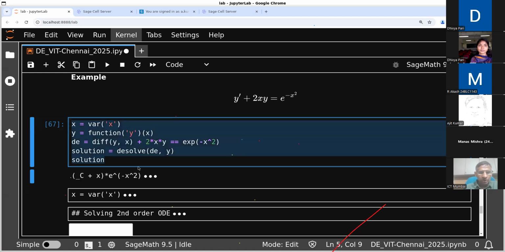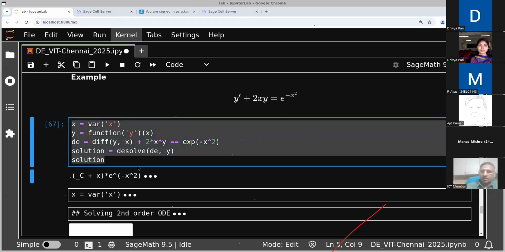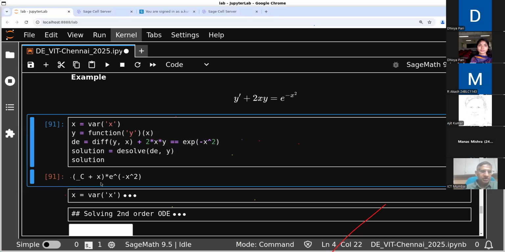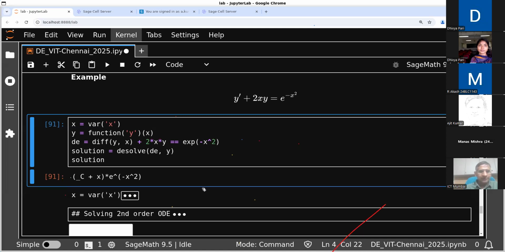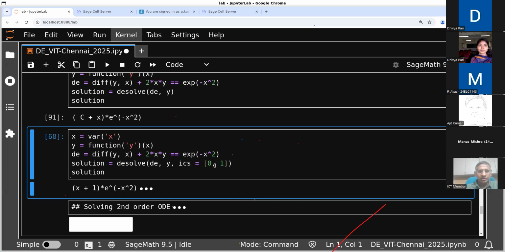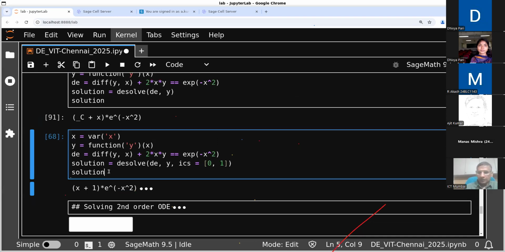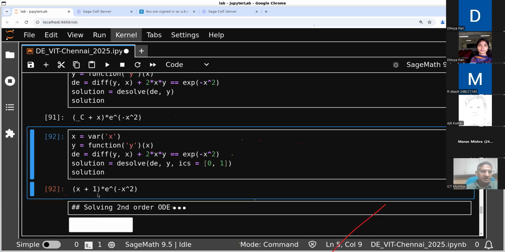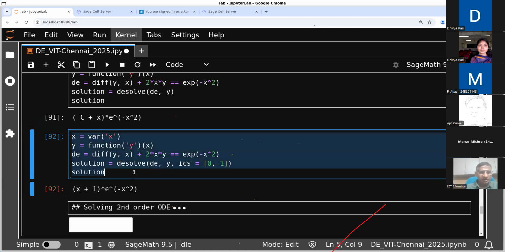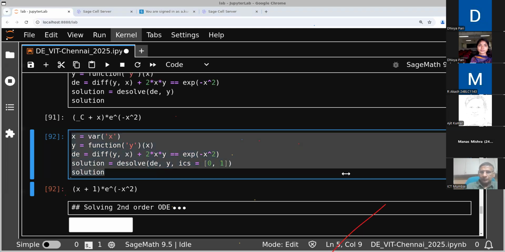But here, if I want to solve this, this is how it looks like. C plus x into e to the power minus x square. That's the solution. Or if I want to solve it using initial condition, let us say y at 0 is equal to 1, then C has become 1, so the solution is 1 plus x into e to the power minus x square. That's how the solution looks. And of course, you can plot the graph.